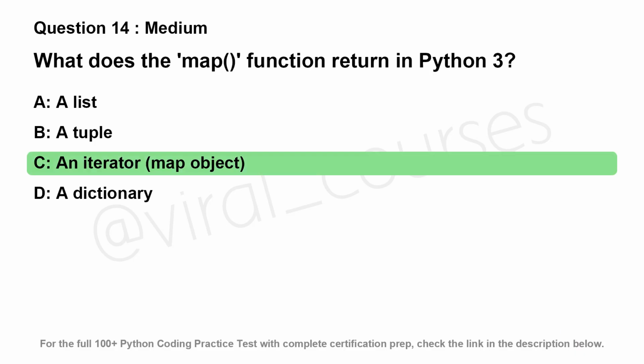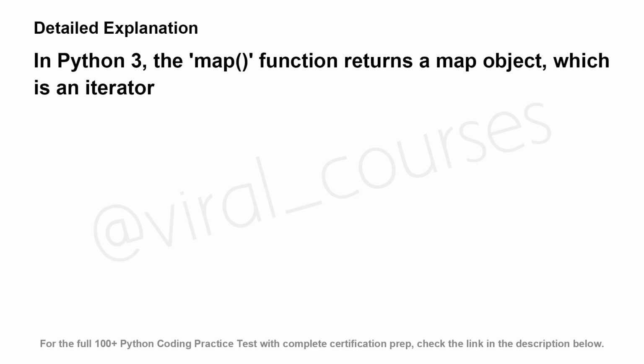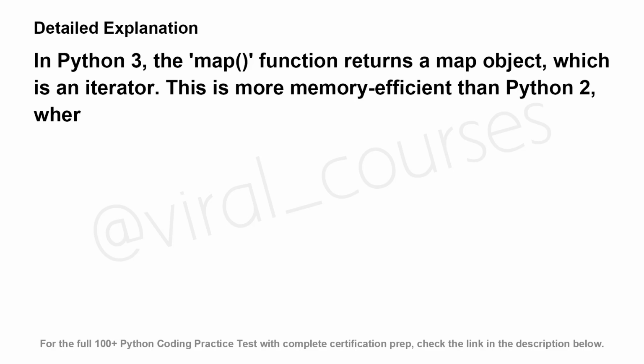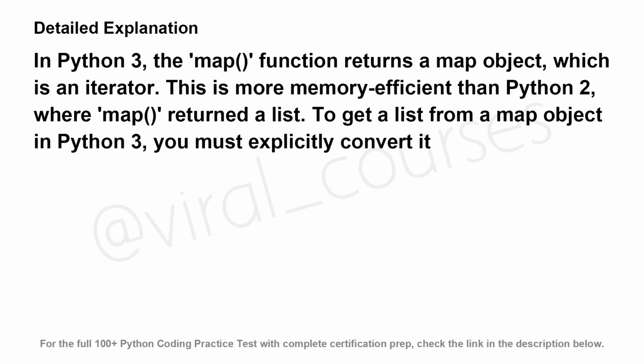The correct answer is C. In Python 3, the map function returns a map object, which is an iterator. This is more memory efficient than Python 2, where map returned a list. To get a list from a map object in Python 3, you must explicitly convert it using list(map(...)).